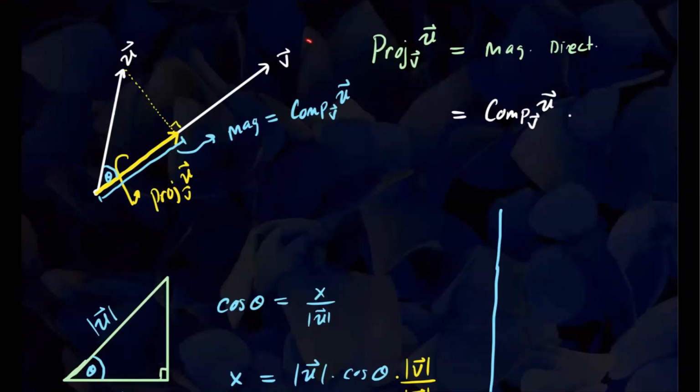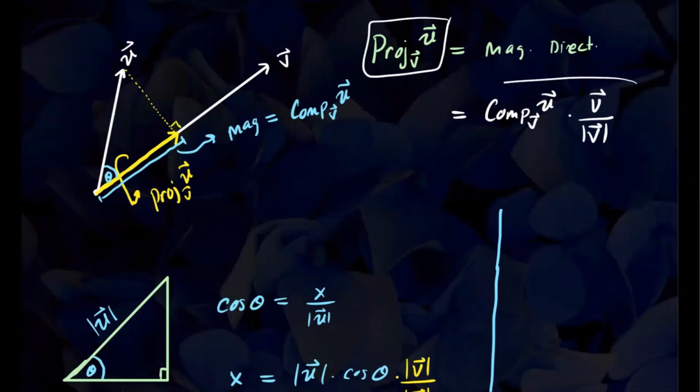Well, we're going to be going in the direction of vector v. So we're going to make that into a unit vector. So we're going to multiply this by vector v divided by its magnitude. So there you have it. That's how you find the projection of u onto v.